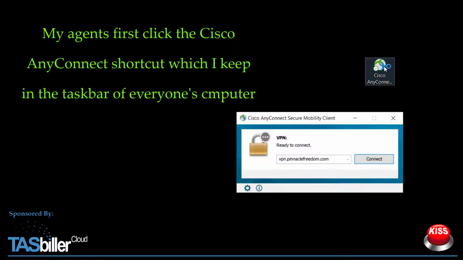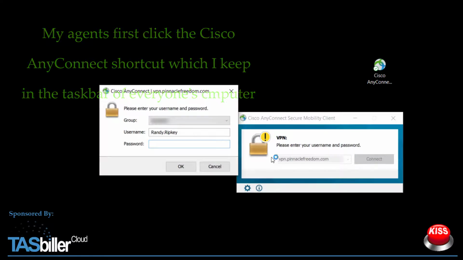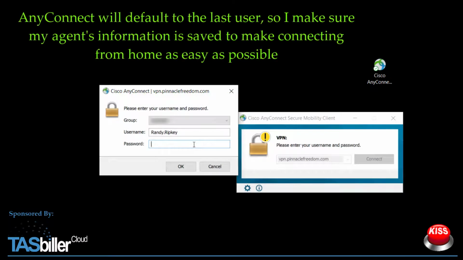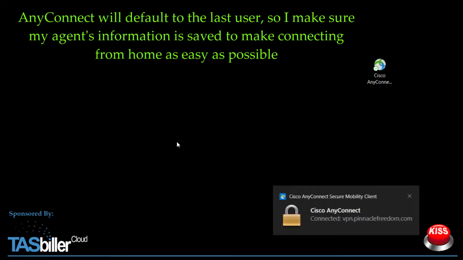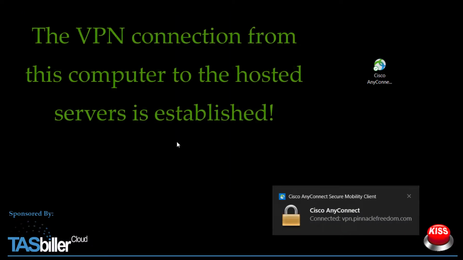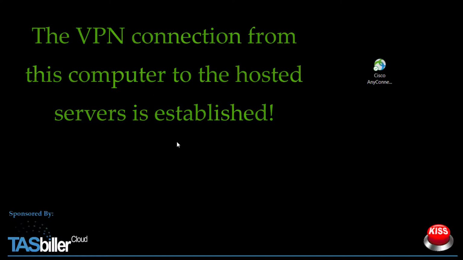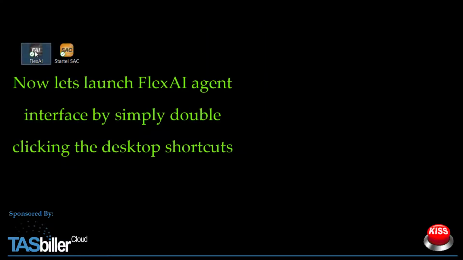I try to keep things simple, so when my agents log in, they click on an icon for the Cisco AnyConnect and plug in their password. And then I just have shortcuts on my desktop for FlexAI and for my managers for the SAC, so they can get logged in as quick and simple. All my agents are remote, so I try to keep it easy for them because they're not in the office for me to help out.